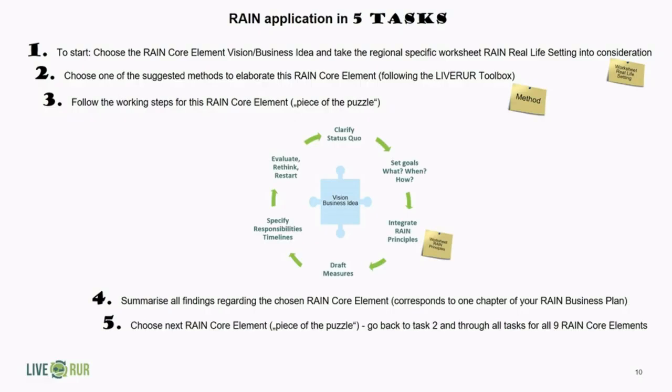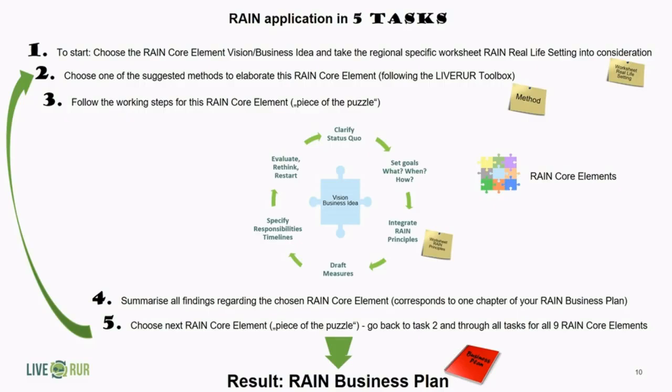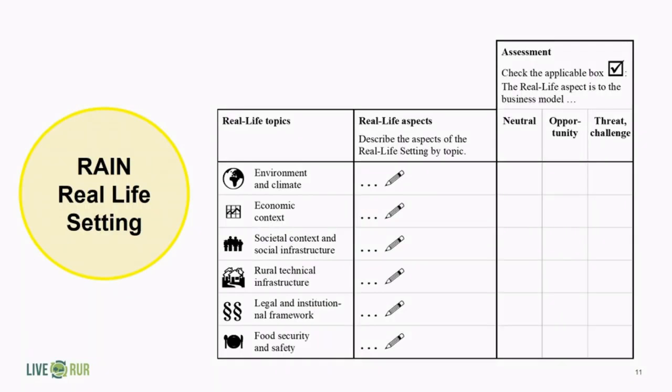After that, choose the next core element and follow the tasks 2 to 5 and the working steps again. After you are all done with all 9 elements, a RAIN business model plan will be ready. Which of the elements you will be choosing to elaborate on and how thoroughly you will be working on them depends on your resources as well as on the type, number and qualification of participants that are co-designing the business model. As mentioned before, we will now be showing the template for elaborating your real-life setting.